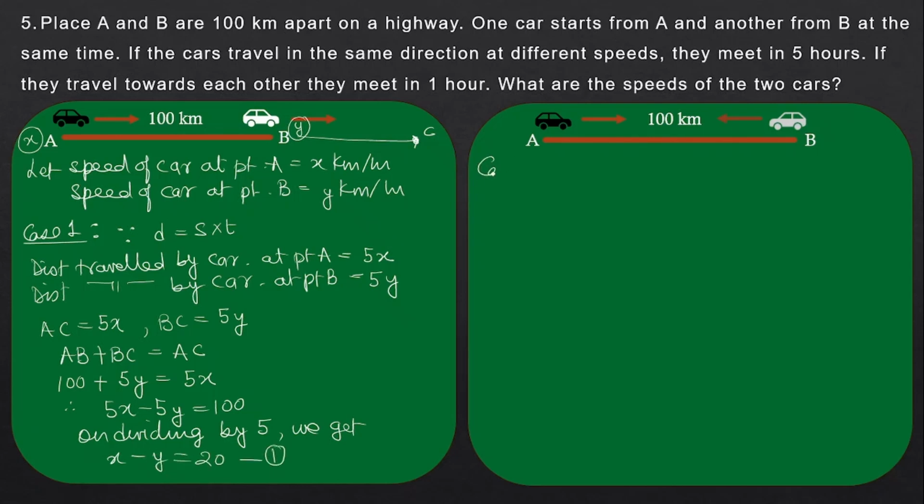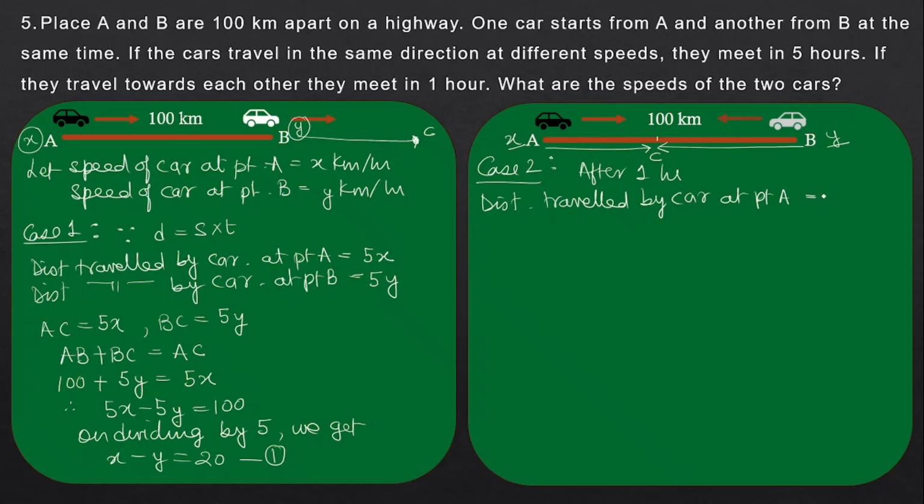Now let us see case 2. In case 2 also, the speed of the car at point A is x km per hour and the speed of the car at point B is y km per hour. Now, they are both traveling towards each other and they meet in 1 hour. Suppose they are meeting at this point, let's say point C. The distance traveled by the car at point A is speed into time, x into 1, which is x. Similarly, the distance traveled by the car at point B becomes 1 into y, which is y.